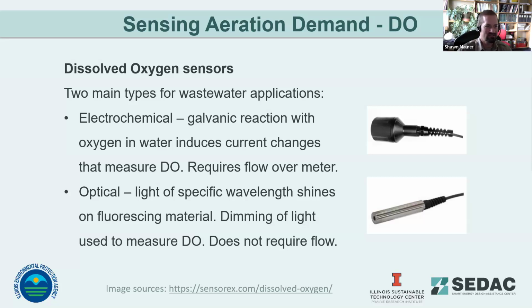There's a couple different types of DO sensors, and Caroline will get into the trade-offs and benefits between those later. But you've got electrochemical sensors where you've got a galvanic reaction of oxygen in the water with materials within that sensor that provides the reading for DO. And then you have optical sensors, which are becoming more prevalent, probably the most prevalent type of sensor for DO control in the industry.